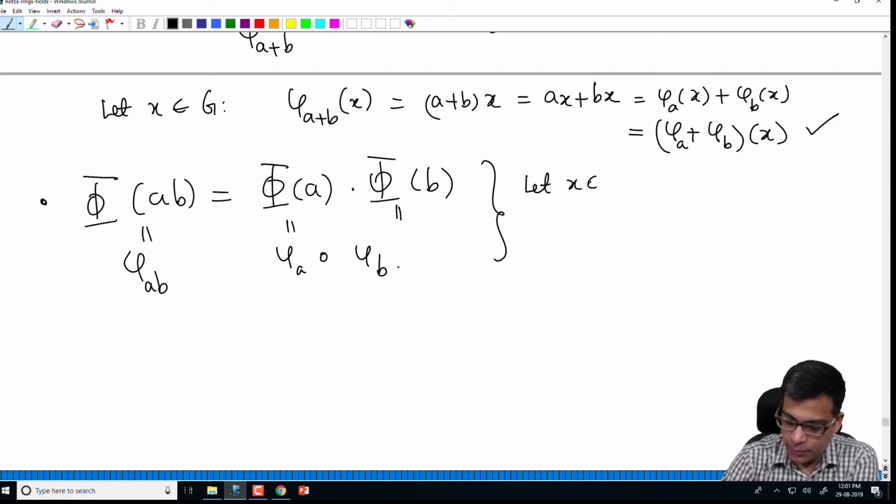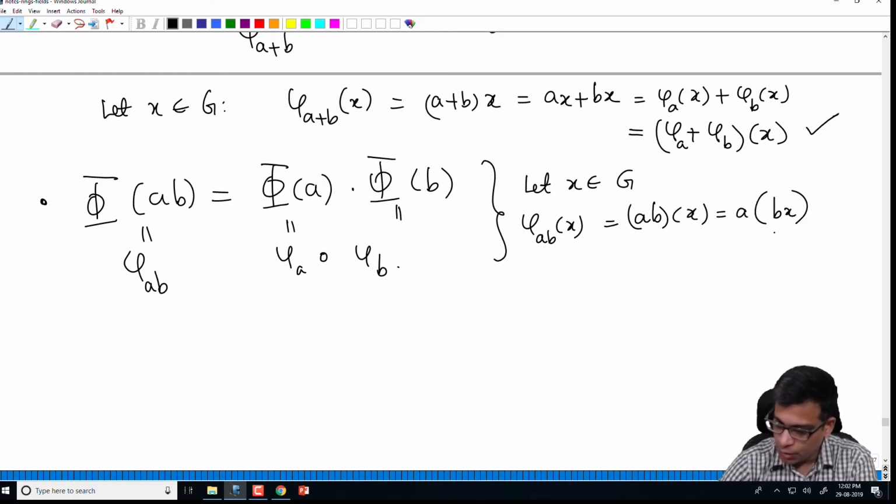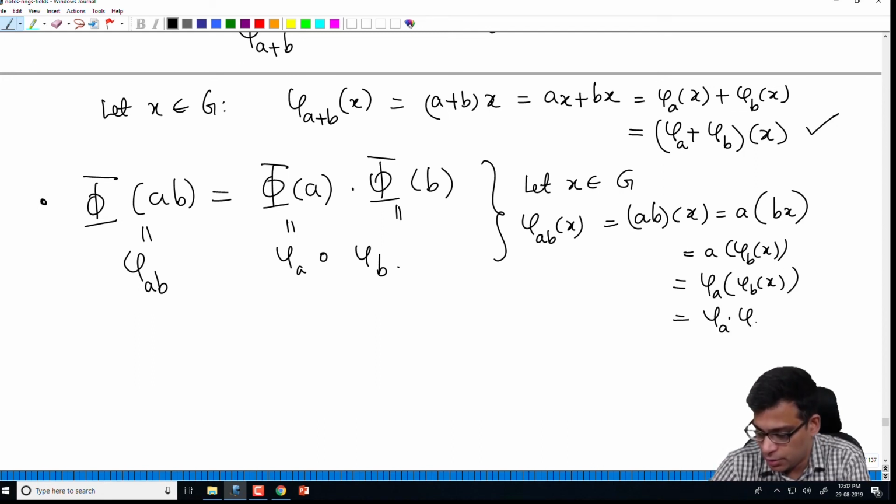So let us take an arbitrary element x in G. What is phi AB of x? This is AB times x by definition. This is A times B of x because of the associativity of multiplication. But this is A times phi B of x, which is phi A of phi B of x, which is by definition phi A composed with phi B of x as required, right?